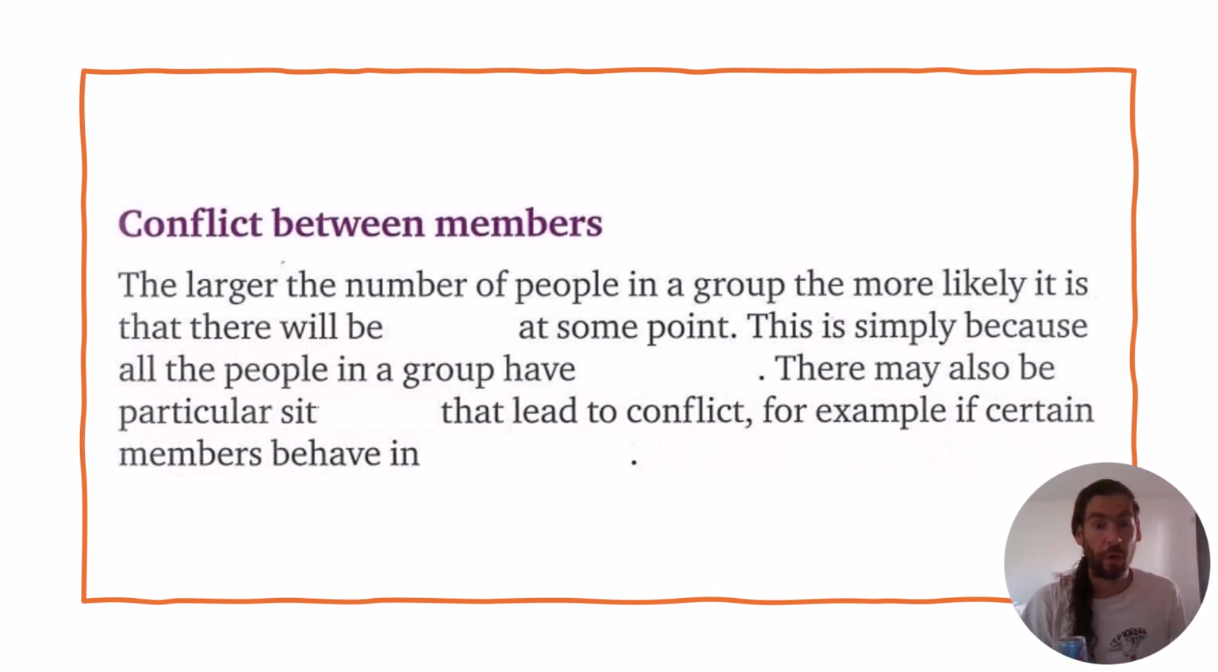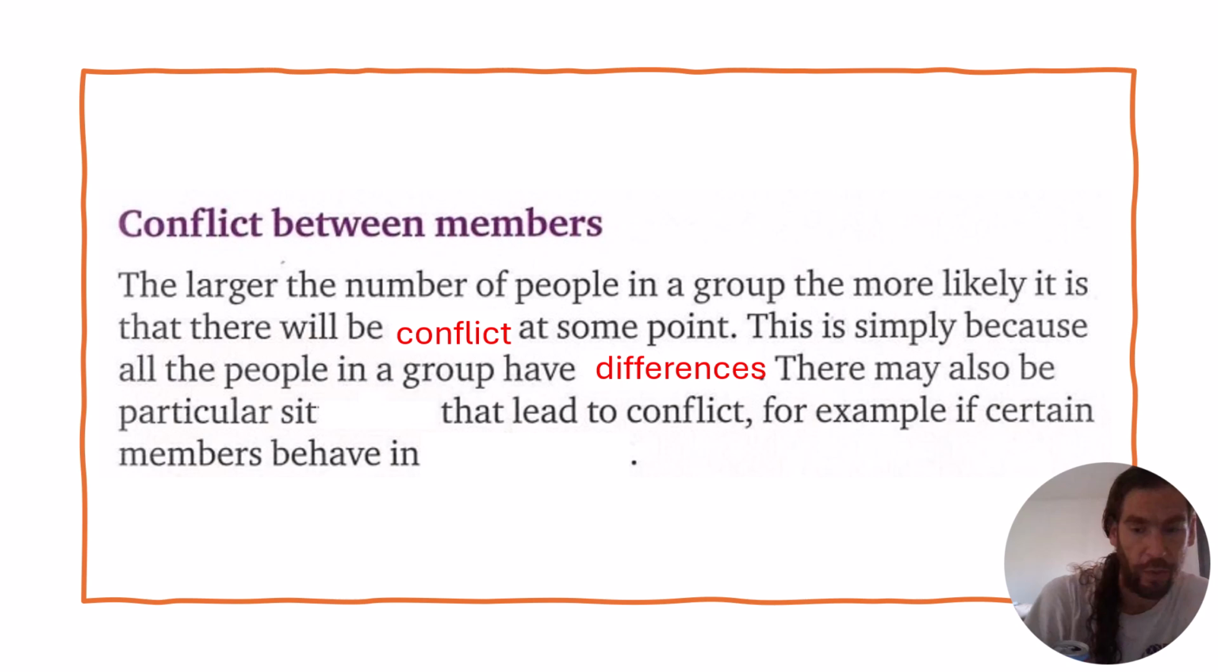Members of a group can also have a conflict. So the larger the number of people in a group, the more likely, the more probable, that there will be a conflict at some point. This has a simple reason, because all of the people in a group have differences, and there may be particular situations that lead to conflict.